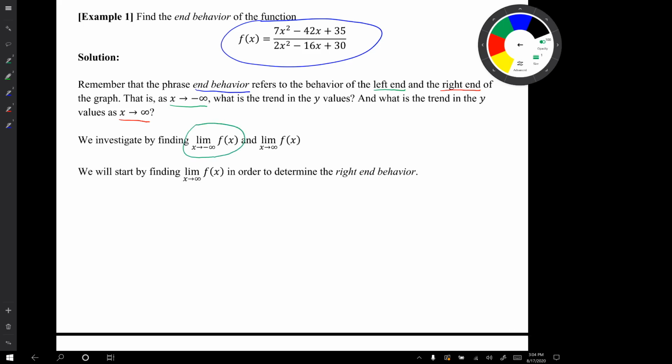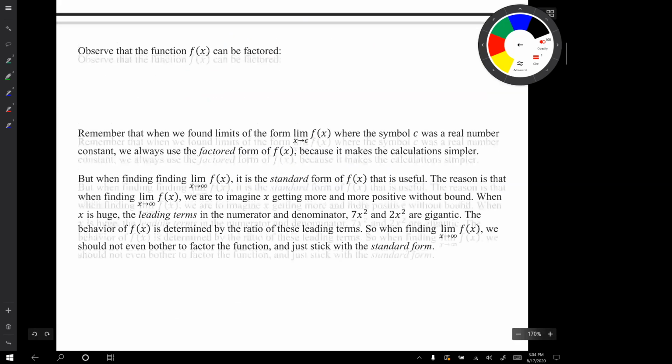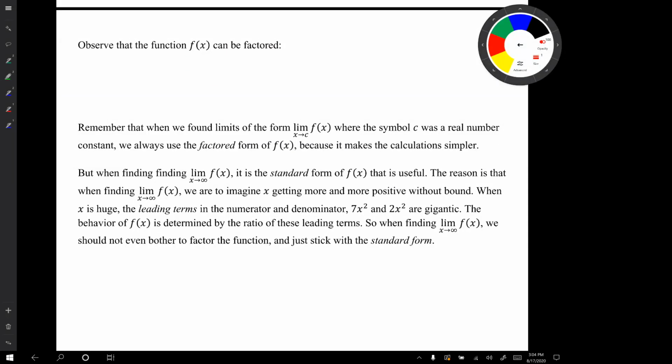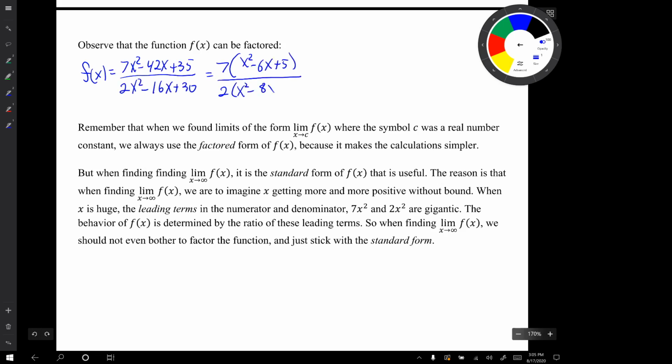We'll find the limit as x goes to negative infinity, and we'll find the limit as x goes to plus infinity in order to find the right end behavior. So we'll first study the limit as x goes to infinity in order to determine the right end behavior. Observe that the function f of x could be factored. So, quite a bit of work factoring that.